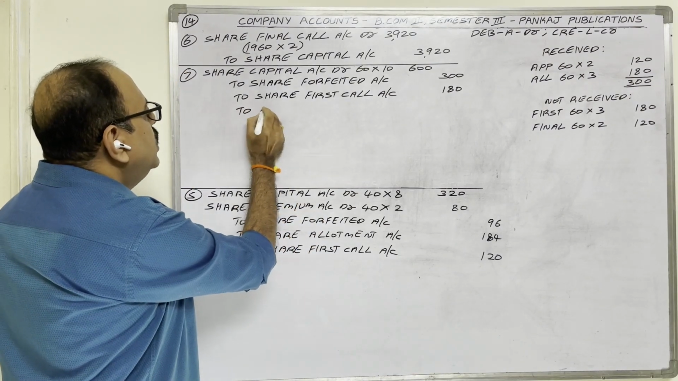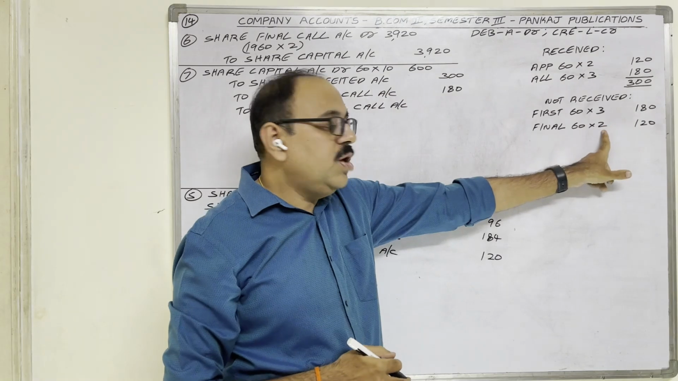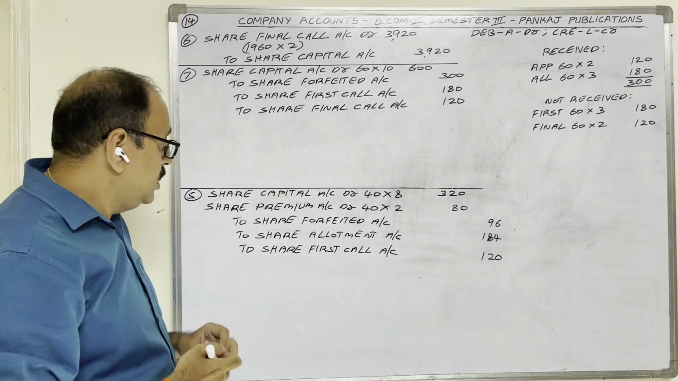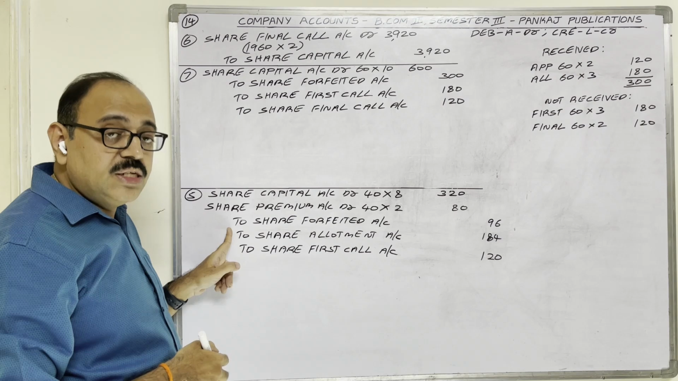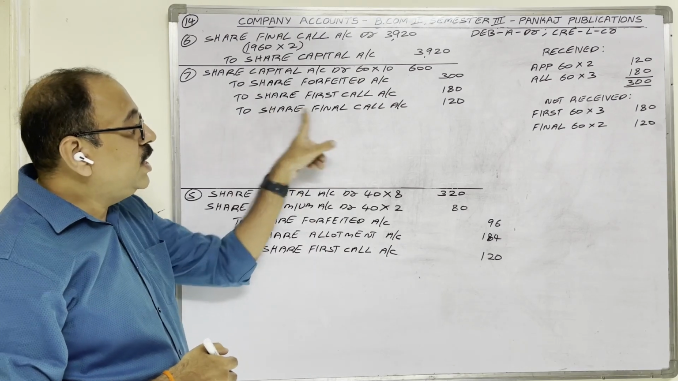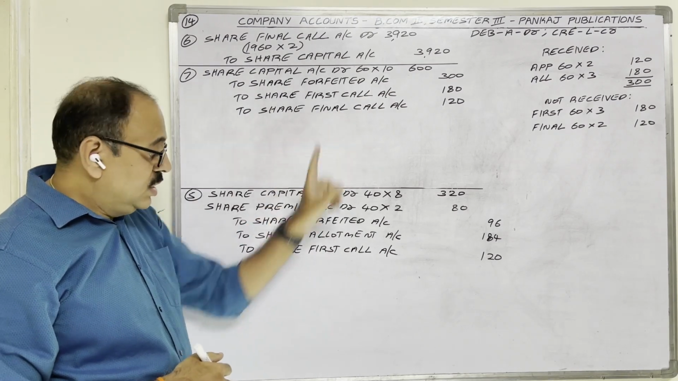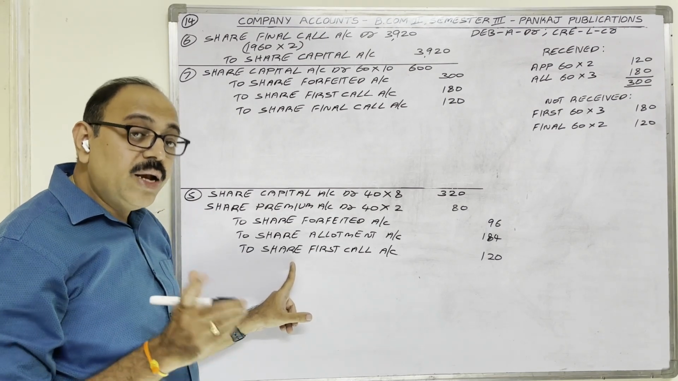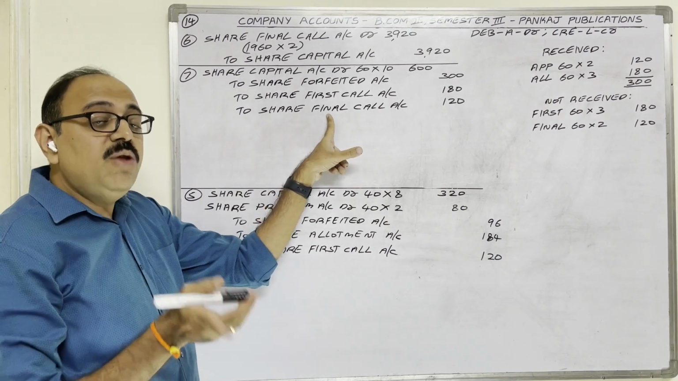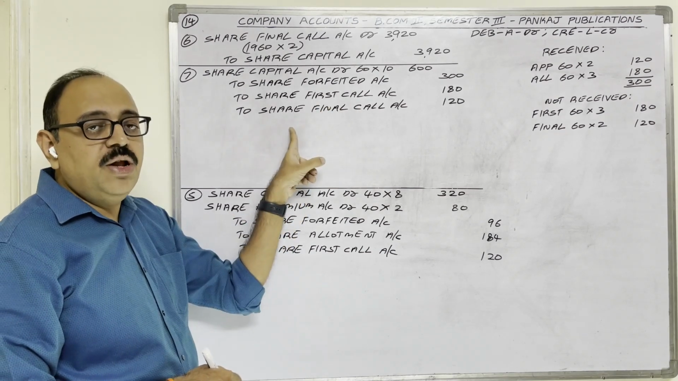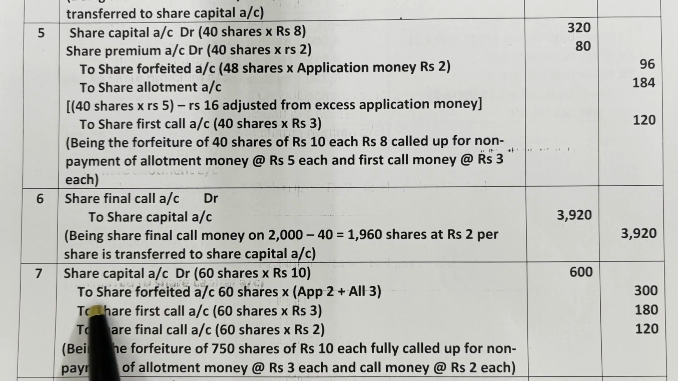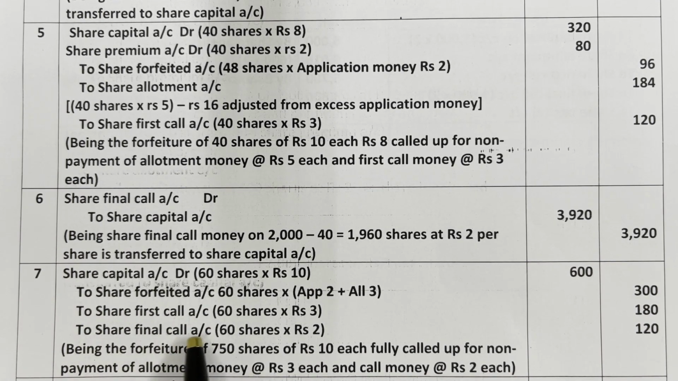Similarly, to share final call account. On 1 share final call amount 2 rupees. On 60 shares 120 rupees. That amount. And observe one more difference. Here, while writing Ramesh shares related forfeiture entry, we have not created share final call account. But here we have created share final call account. Reason you can guess. While writing that entry, final call was not yet made. Therefore, you need not credit share final call account there. But here, after making final call, we are writing this forfeiture entry now. That is why share final call account also we are creating here. Seventh entry, share capital account debtor, to share forfeited account, to share first call account, to share final call account.